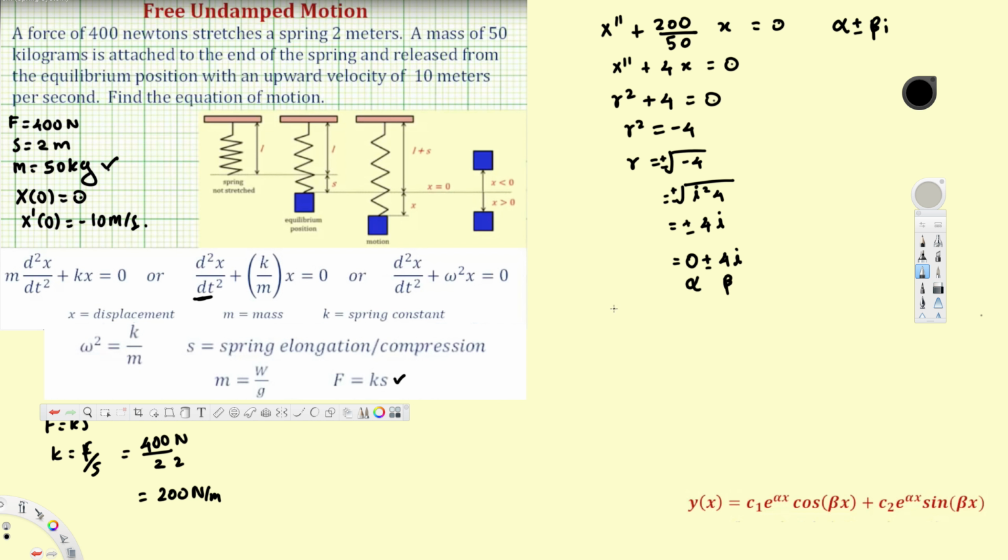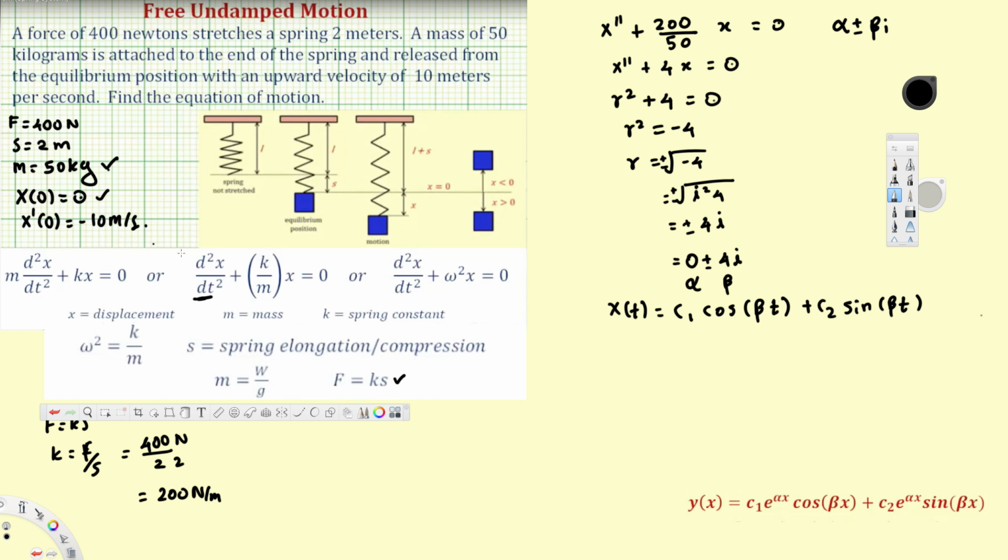So our general solution for this differential equation is going to be x of t is equal to c1 cos beta t, since we are using a function of t, plus c2 sine beta t. So this is the general solution for this differential equation. Now to find the particular solution, we are going to use these two pieces of information. We know that x of 0 is equal to 0 and x prime of 0 is equal to negative 10.